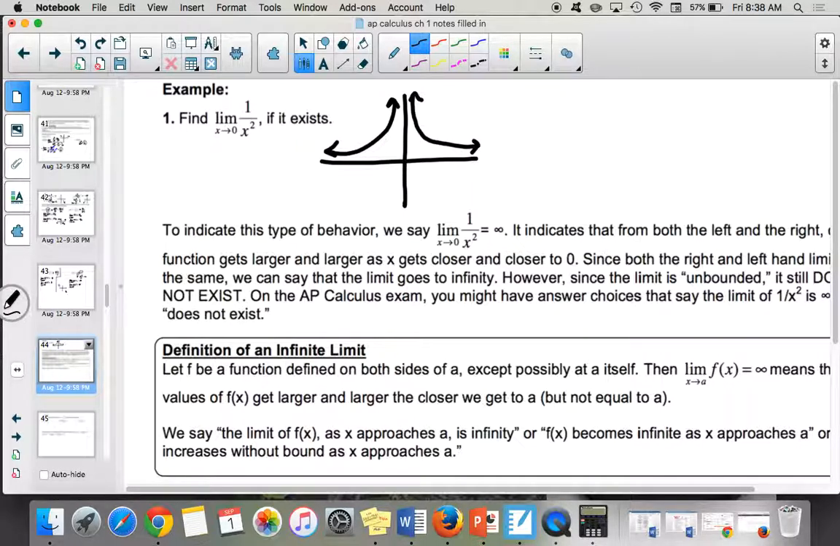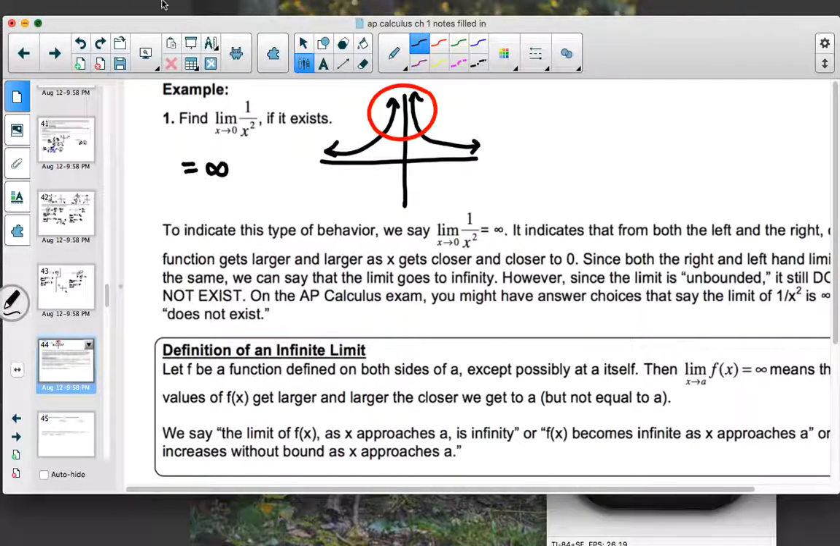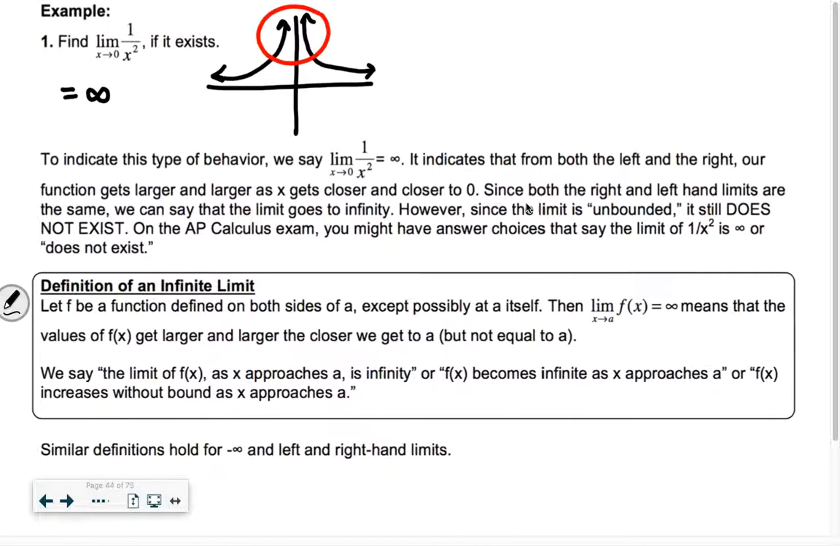So it says find the limit as x goes to 0 of 1 over x squared. So what do we write? As we go from the left and right, it goes to infinity, right? So to indicate this type of behavior, we say that the limit as x goes to 0 of 1 over x squared equals infinity. So this indicates that from both the left and the right, our function gets larger as our x gets closer and closer to 0. However, since it's unbounded, going to infinity, it still does not exist.